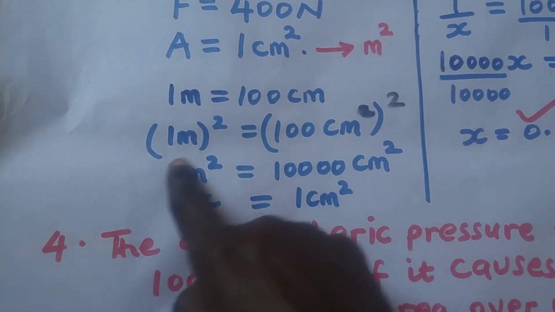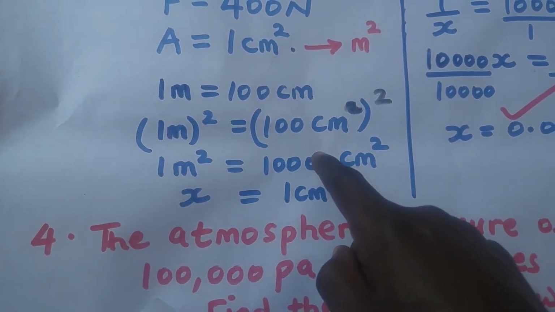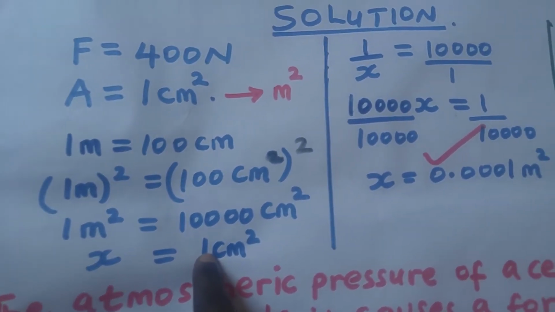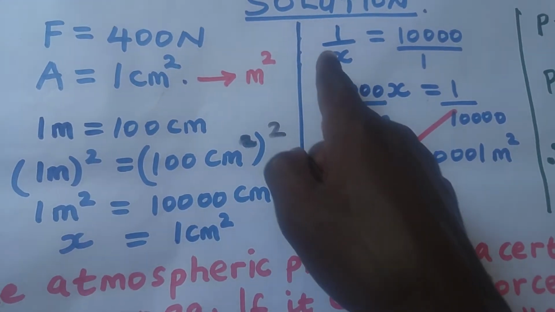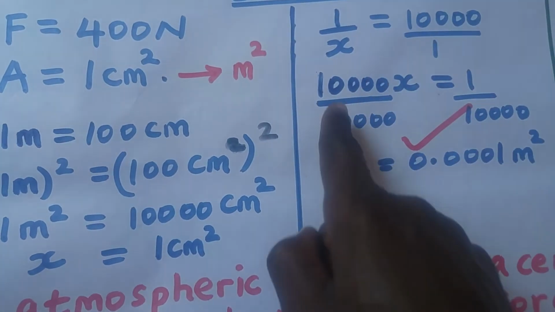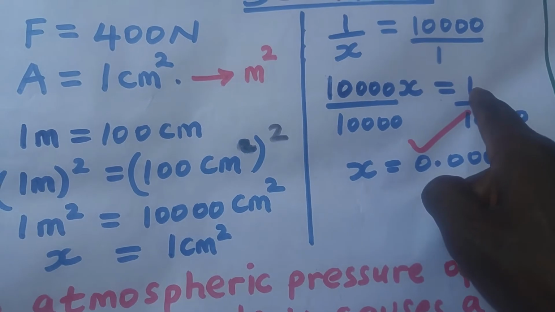See? This one divided by x. Then this side, the numerator is what? 10,000. The denominator is x. Then you can now cross multiply. If you see that, possibly it was going to confuse you. Now, when you are cross multiplying, x multiplies the 10,000. You get 10,000 x. 1 multiplies 1, you get 1.